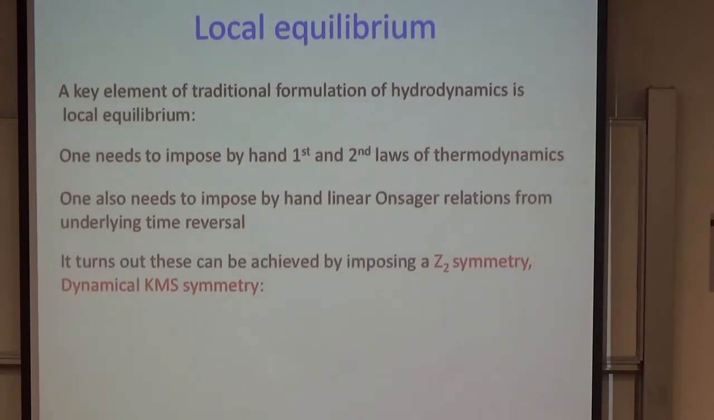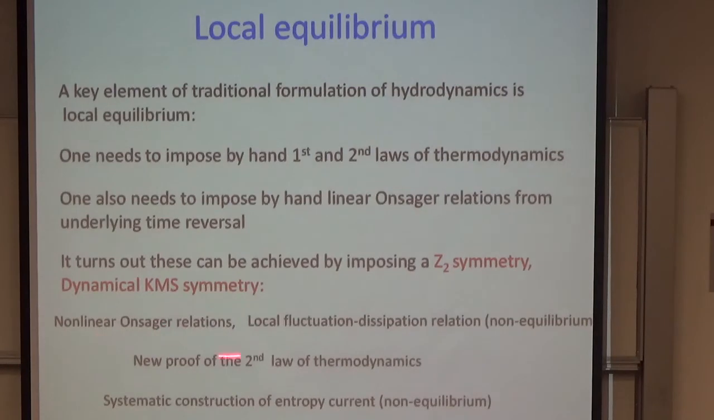Here it turns out those phenomenological constraints can actually be achieved by just imposing a first principle Z2 symmetry on the system, which we call the dynamical KMS symmetry. By imposing this Z2 symmetry in your action, you automatically recover the first and second laws of dynamics, and you also get various other things: nonlinear Onsager relations, local fluctuation-dissipation relations, and you can also prove the second law.